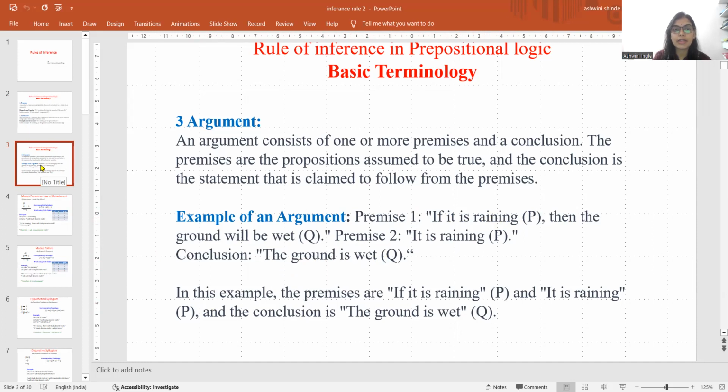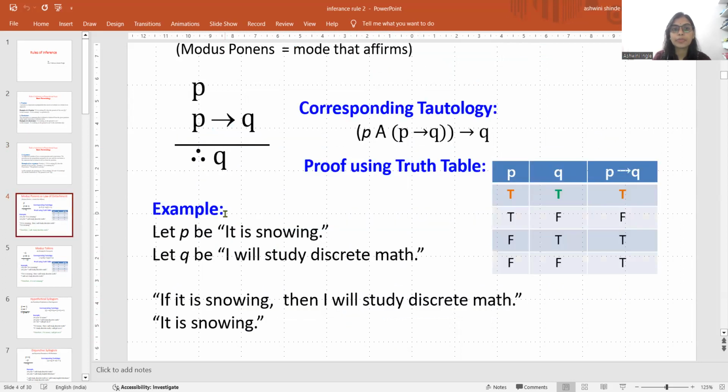Before going to the next slide, we again see one concept, that is a valid argument. If your premises are true, your conclusion becomes true. This type of argument is called a valid argument. An argument consists of one or more premises. Okay, so now we move on to the next slide.